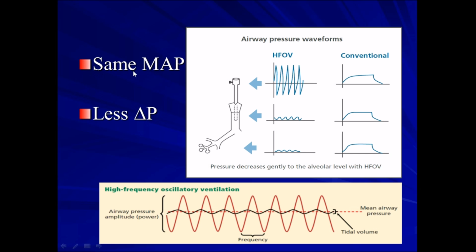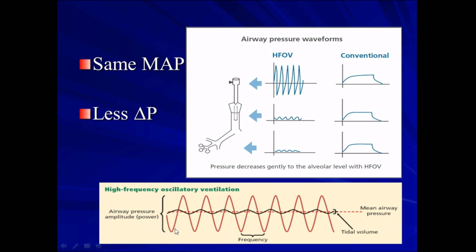So I'm applying the same MAP in high frequency. You see the MAP is the same, but the delta pressure is decreasing gradually. Comparing with the conventional, the same pressure is applied for the whole airway. That's the difference between the high frequency and conventional, and that's what we think makes it more protective for the lung. That's what we think, but real life is different.